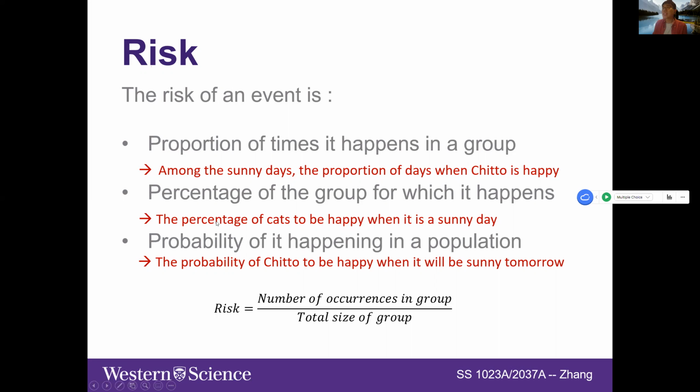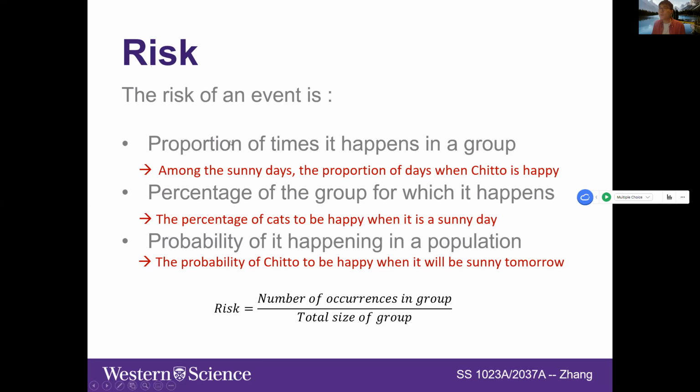So for example, in statistics, risk could be the proportion of the times an event happened in a group. It can also represent the percentage of the group for which it happens. The difference between these two is that the first one is talking about the same object, and we are observing it over and over again. The second definition is that we have a lot of objects, a lot of units, and we compute the percentage of them that have some kind of characteristic.